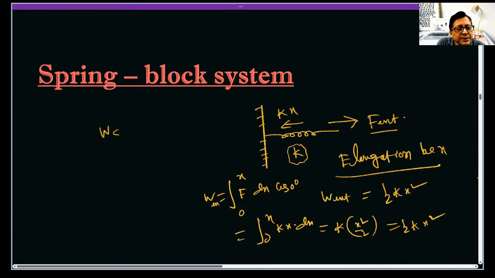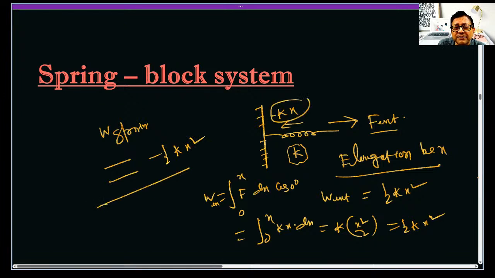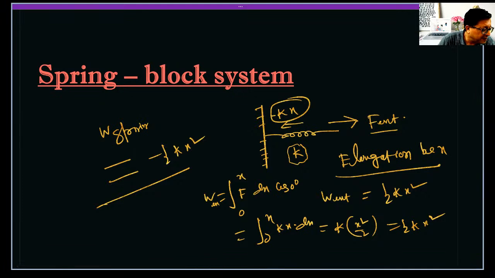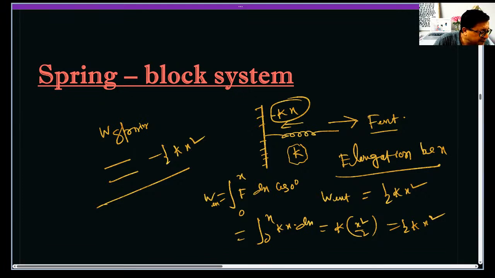Work done by spring force is what? Work done by spring force will be minus half k x square, because this force is negative: the object is displaced towards right, force is acting towards left. Let us work on it.